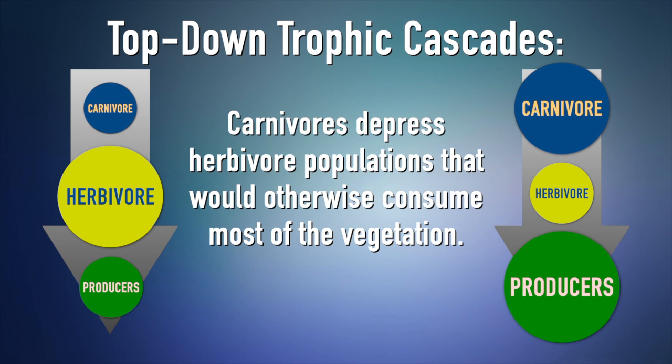When there's more carnivores, like our coyotes, there's less rabbits, the yellow circle is smaller, and there's more grass, since there's not so many rabbits to eat it all. So top-down trophic cascades start at the top trophic levels, and they influence all the levels below them.